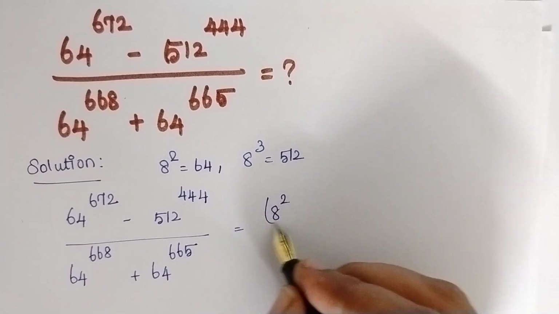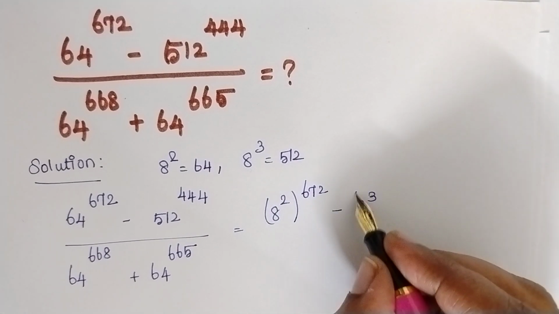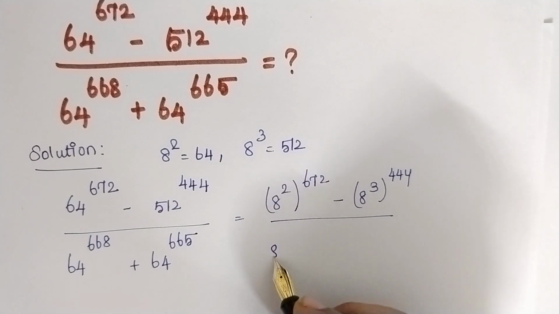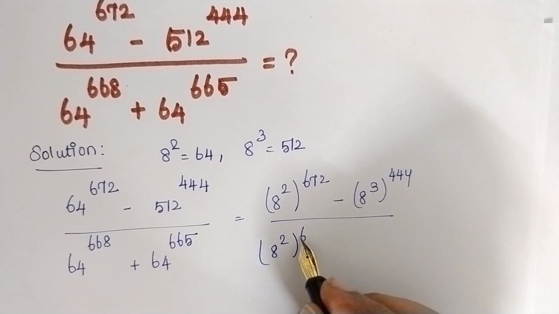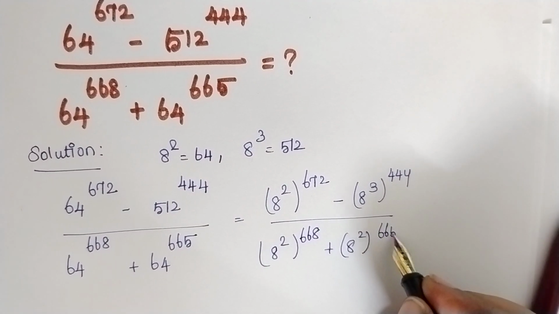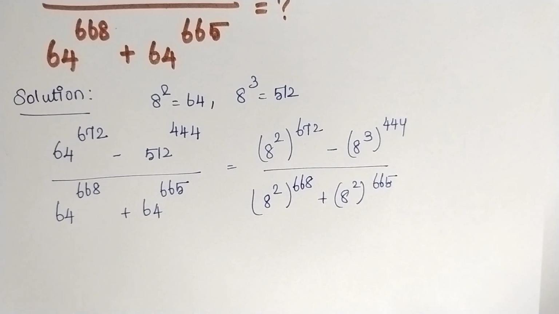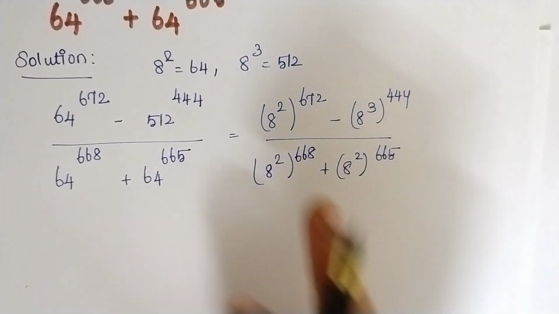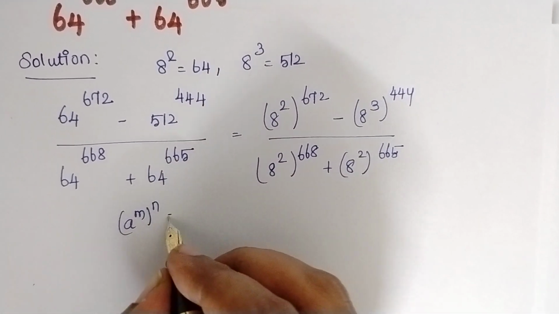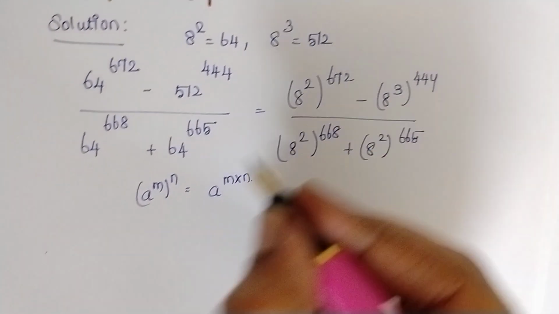Therefore, (8 square) the whole power 672 minus (8 cube) power 444 by (8 square) power 668 plus (8 square) power 665. Okay, so this is how we need to make the substitutions. By seeing it itself, this is in the form of a power m the whole power n, which is equal to a power m into n. So just use that formula.